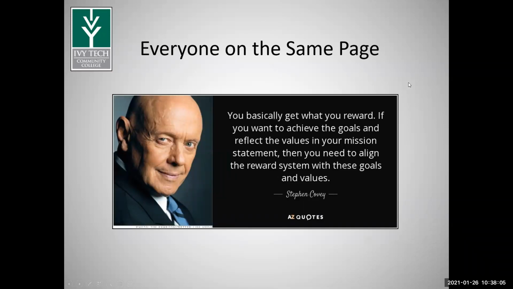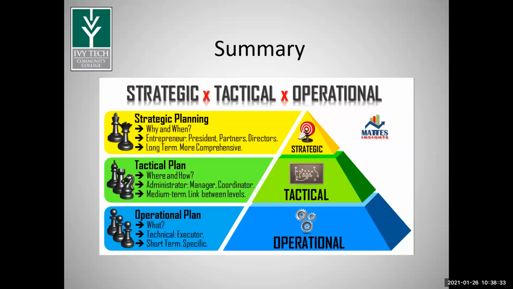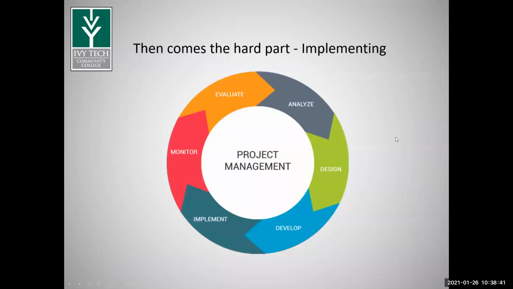Stephen Covey, who wrote The 7 Habits of Highly Effective People, said basically you're going to get what you reward. So if you want to achieve the goals and reflect the values of your mission statement, then everything has to be aligned all the way through the company. And that's the important part. You will get exactly what you reward. I promise. People will figure it out. And so you want to make sure that you don't get that kind of dysfunctional goal setting and reward process. So as we summarize it, we go strategic to tactical to operational, and you see how that fits in.